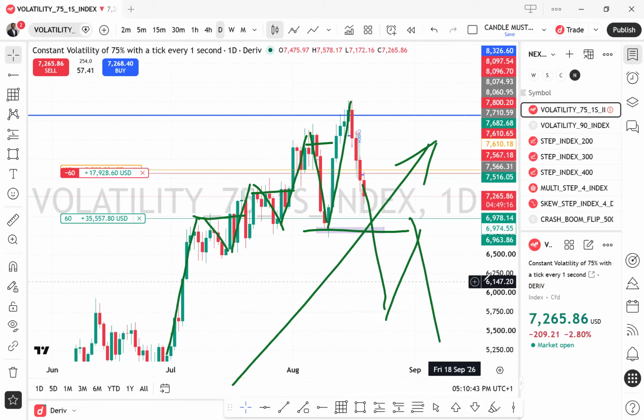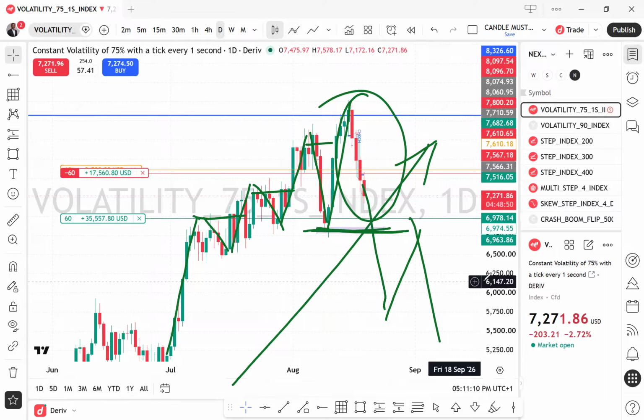Now, let me quickly say this to you. One of the advantages of understanding candlesticks is that it brings you into the market earlier than others. While you are waiting for structure to be broken to be able to know the direction of the market, we're already in the market taking trades.